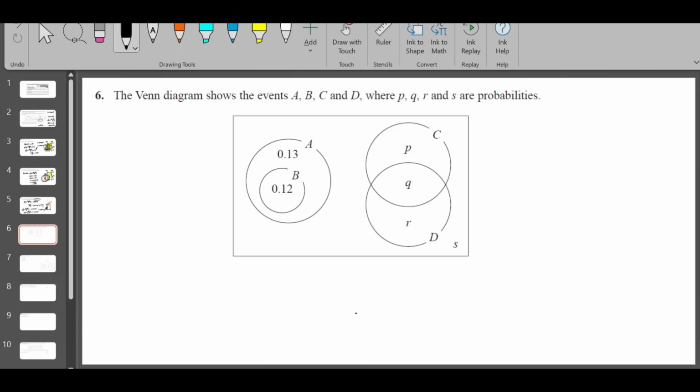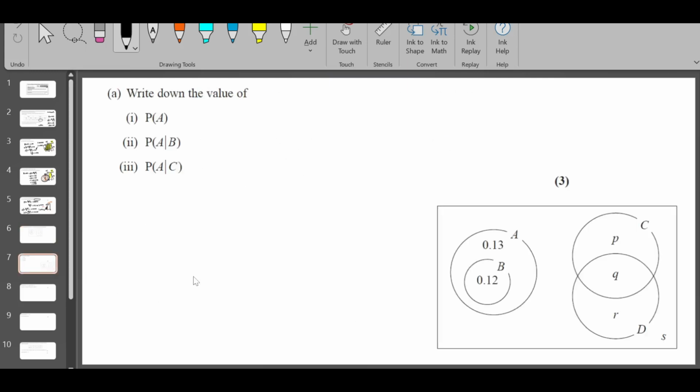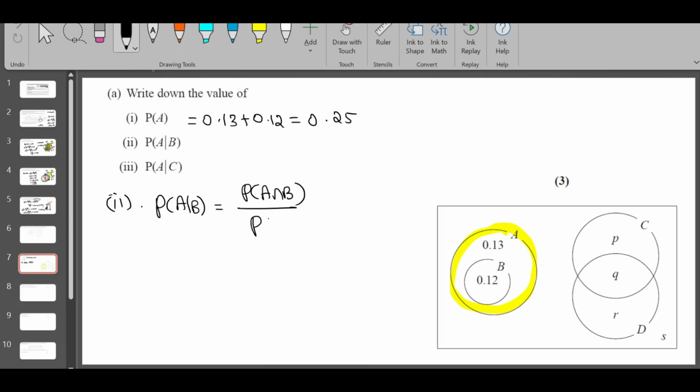We have a Venn diagram given. Part A says write down the value of P of A. P of A is basically everything inside A. So it's 0.13 plus 0.12, 0.25. And part ii, P of A given B is P of A intersection B divided by P of B. That's a formula. P of B is from the figure, it's 0.12. A intersection B is basically B, right? You get 1 as the answer.